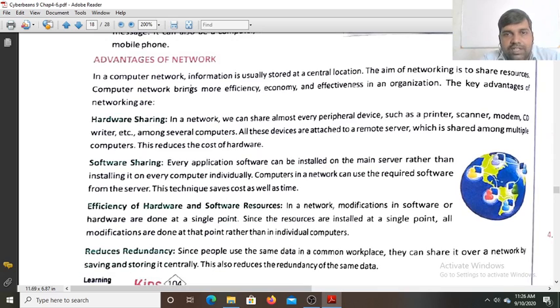So in a computer network, information is usually stored at a central location. Yes, the aim of networking is to share resources. So a computer network brings more efficiency, economy and effectiveness in an organization. The key advantages of networking are hardware sharing. In a network, we can share almost every peripheral device such as printer, scanner, modem, CD writer, etc.